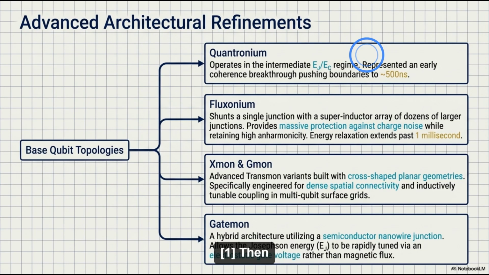Then fluxonium. Yeah, this one's wild. You shunt the junction with a superinductor made of dozens of larger junctions. And the result? Massive charge noise protection, high anharmonicity, and T1 past a millisecond. Xmon and Gmon: Transmon variants shaped like crosses, specifically designed for dense 2D grids. And last one, Gatemon. Hybrid, semiconductor nanowire junction you tune with gate voltage, not magnetic flux. Much easier to integrate with control electronics.